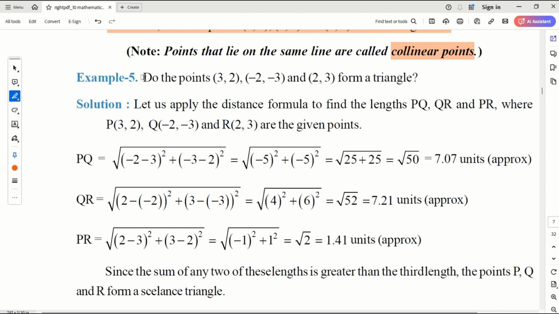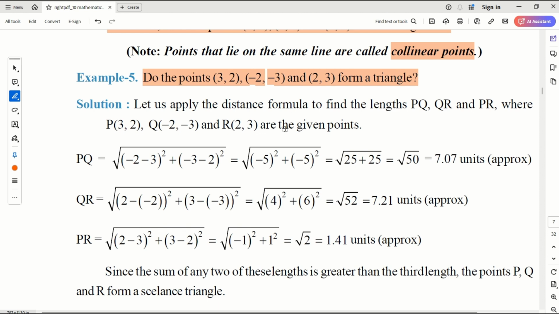a triangle? This is the question. Okay. Now, what is the rule for a triangle we know? Sum of two sides should be greater than the third side. Only then it will form a triangle. Any other value you get, if it is less than or equal, it will not form a triangle.